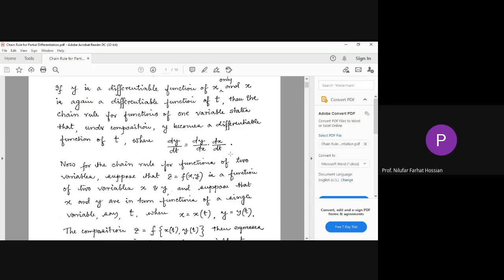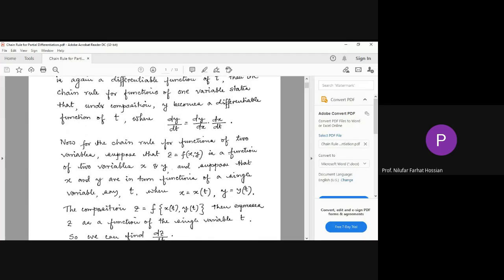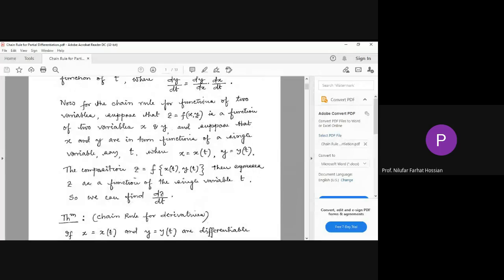The same idea will be here for the chain rule for the functions of two independent variables. Suppose that z equal to f of x, y. Here x and y are the independent variables and z is the dependent variable, where z is a function of x and y. And suppose that x and y, both of them are functions of another variable, say t. That means x is a function of t and y is also a function of t.